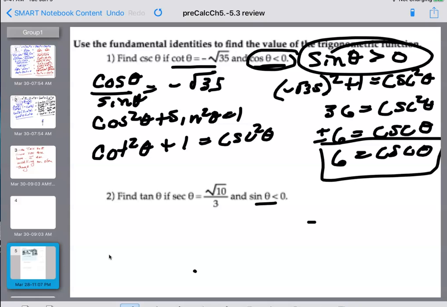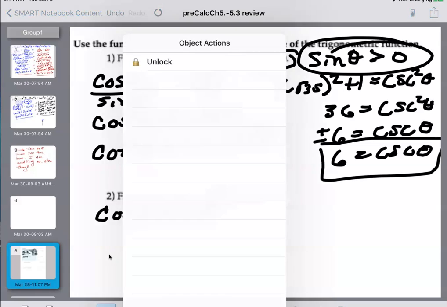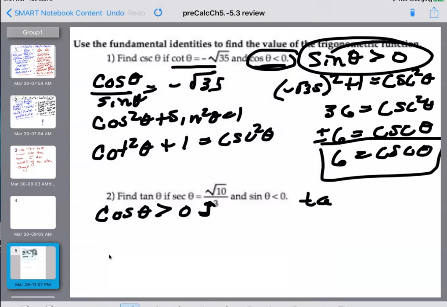In problem 2, kind of the same idea, except we're using tangent, and tangent is what I'm looking for. Secant's given, so I already know cosine theta is greater than 0 because secant there is positive. Okay, so secant is positive, sine's negative. So tangent's going to be negative, a value less than 0.